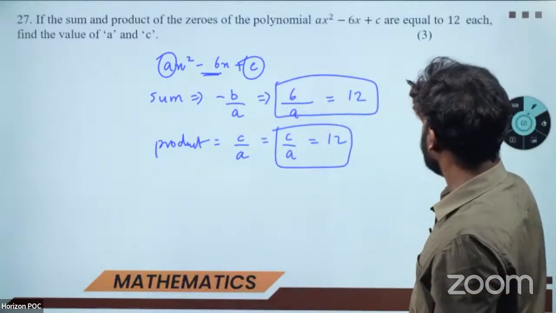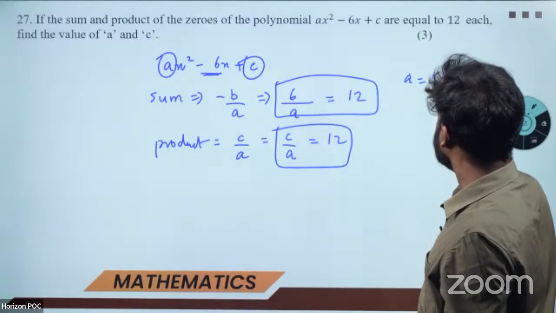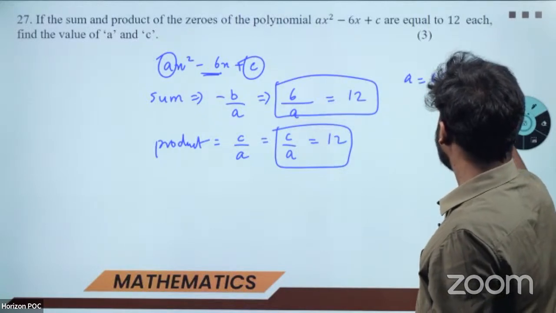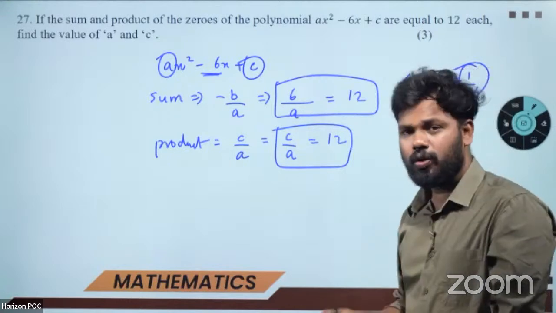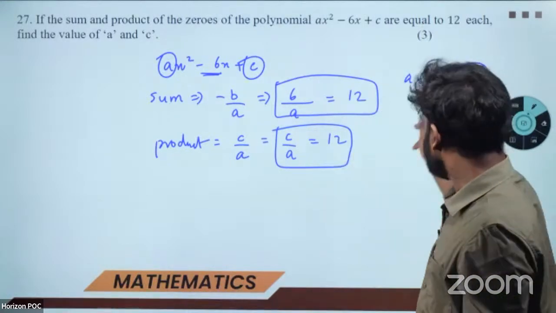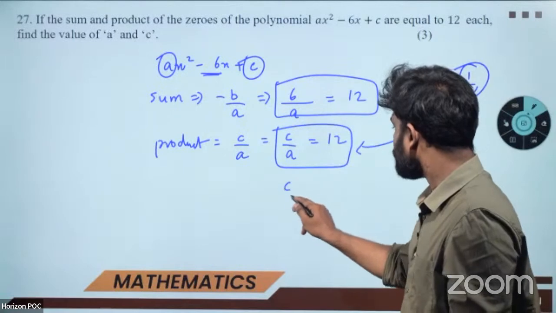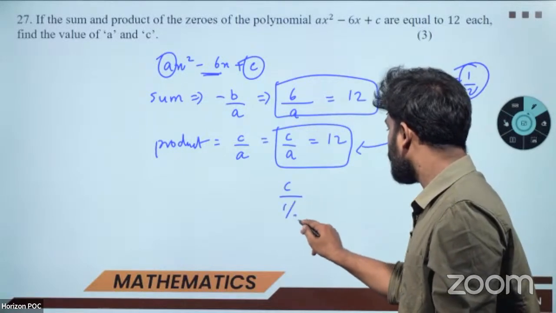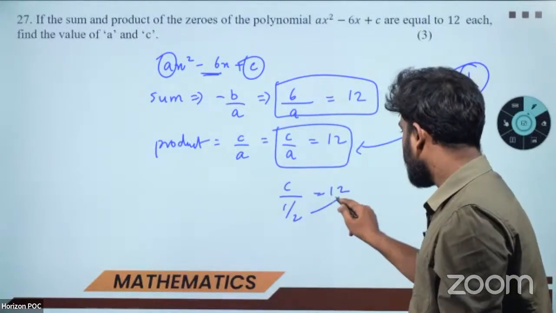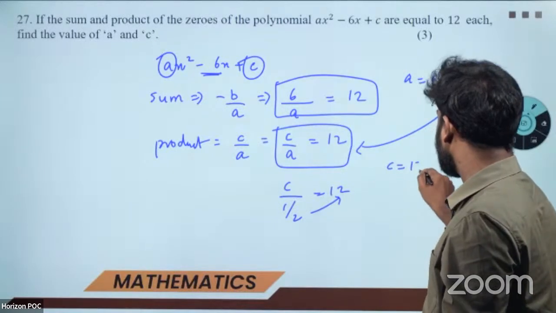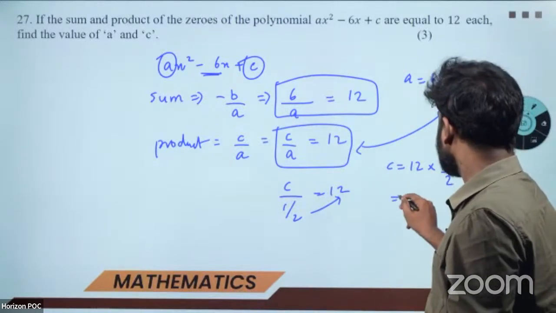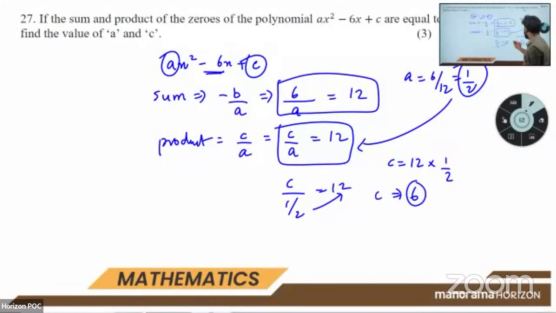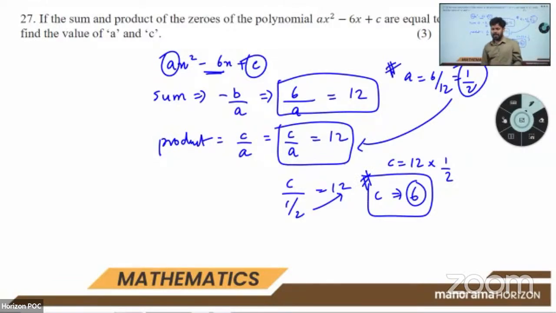If 6 by a is equal to 12, can I write a is equal to 6 by 12, which is equal to 1 by 2? Yes. So a is equal to 1 by 2. If a is equal to 1 by 2, can we put that here and write c divided by 1 by 2 is equal to 12? Taking this 1 by 2 here, I get c is equal to 12 into 1 by 2. Yes. So 12 into 1 by 2 is nothing but 6. So what is the value of c? The value of c is 6. The value of a is what? 1 by 2. So these are the values of a and c in this question.